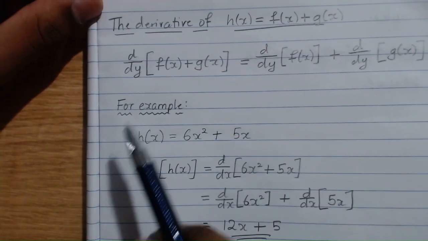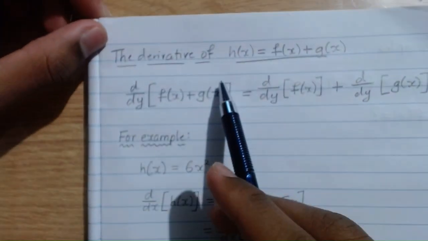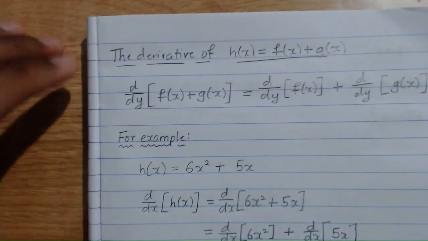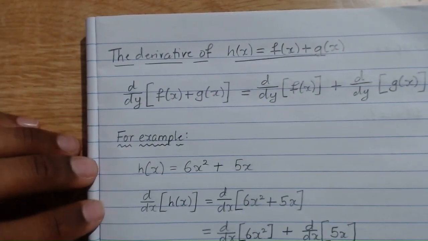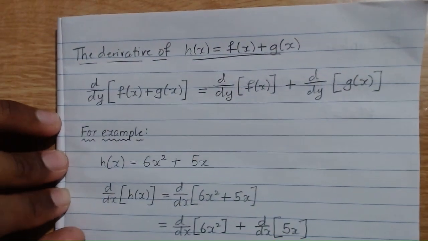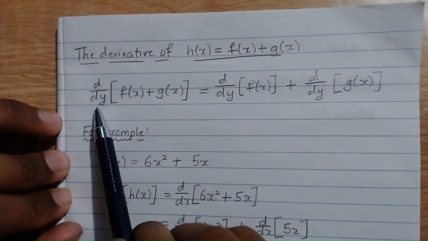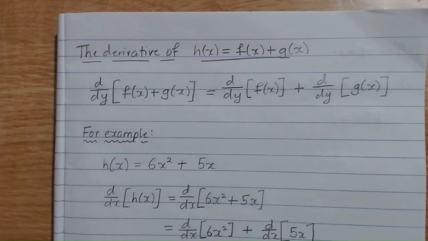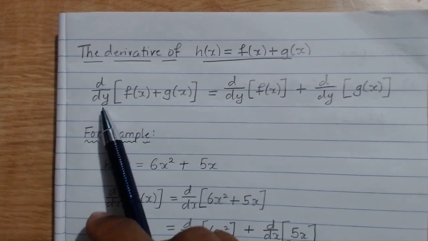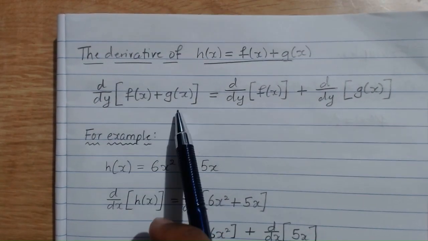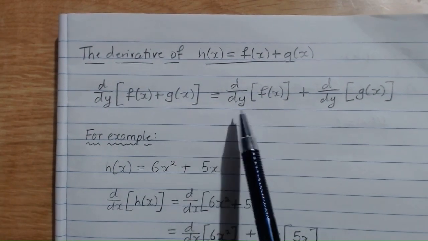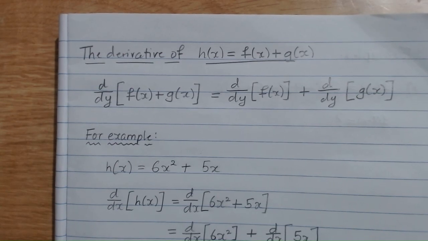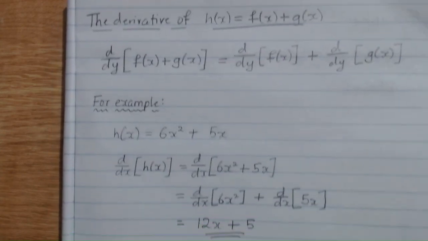Alrighty, now we have the derivative of h of x, where h of x is a sum of two functions. So we're trying to find the derivative of the sum of two functions. Well, the formula for that is, again, this is meant to be d over dx, not d over dy. So we have the derivative of f of x plus g of x is equal to the derivative of f of x plus the derivative of g of x. So the derivative of the sum is equal to the sum of the derivatives. Easy and nice.